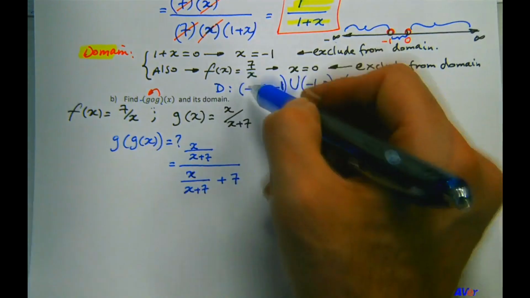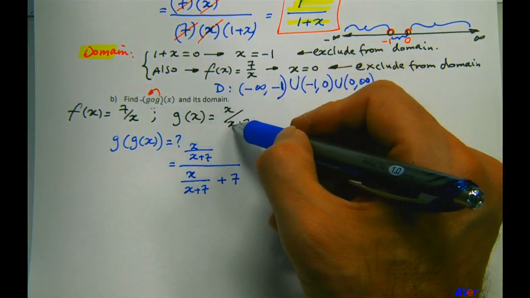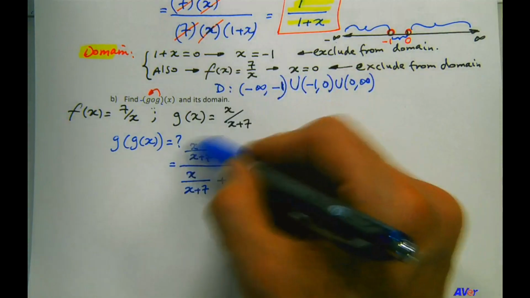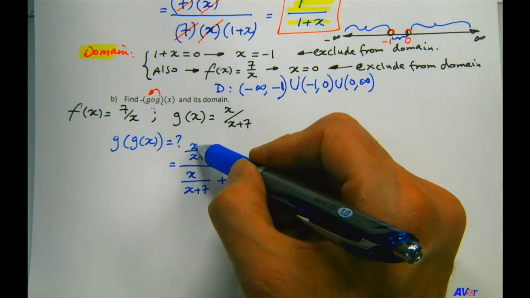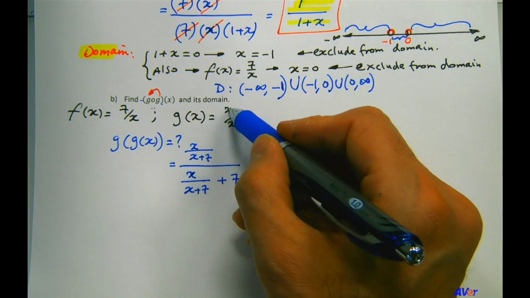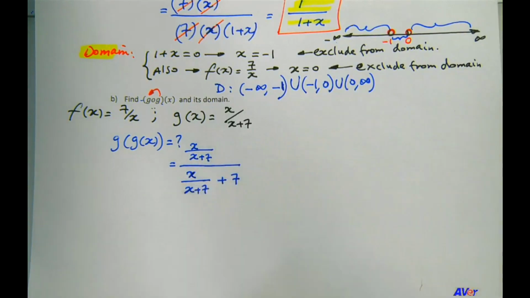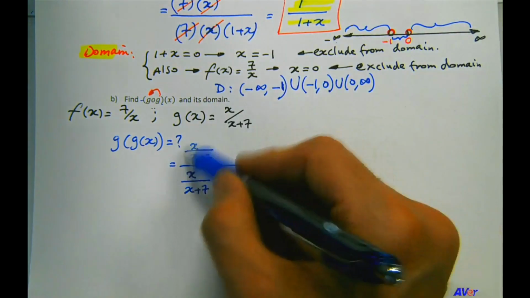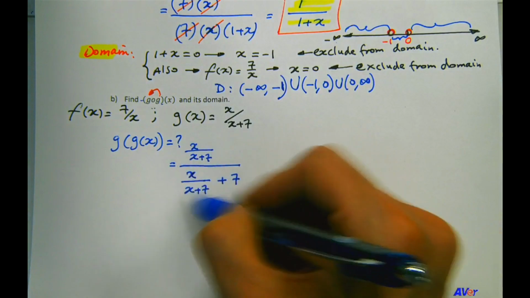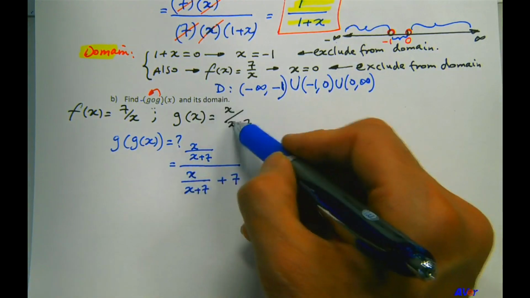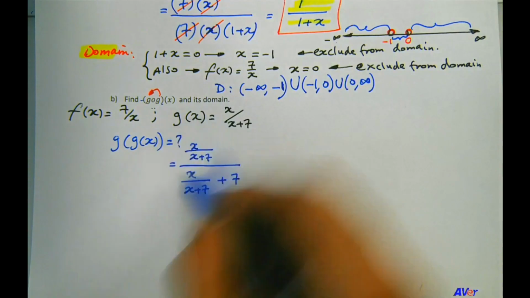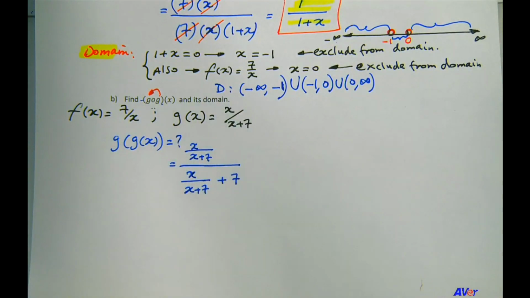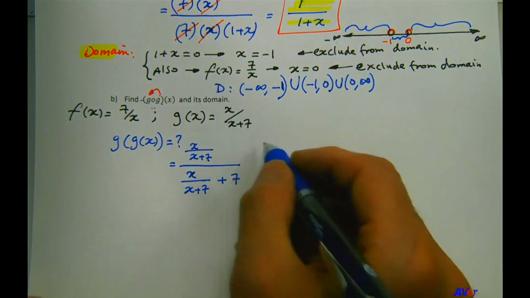So x in the numerator and the denominator is gone. Instead, it was replaced by x over x plus 7 in the numerator and the denominator. So where you see x over x plus 7 and x over x plus 7 used to be x in g. Now it's entire g for each x. Of course, this is going to lead to a complex number, right? So let's see what that is.